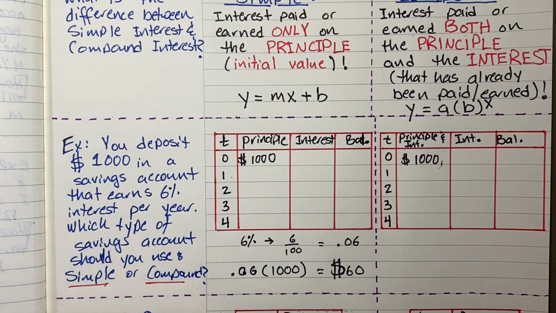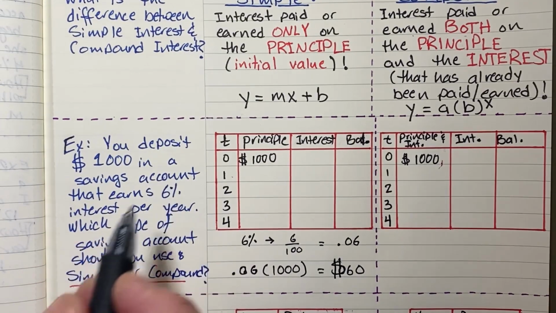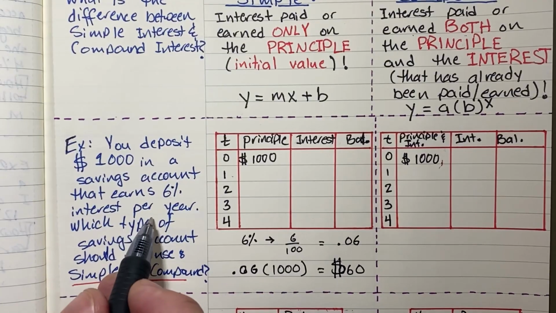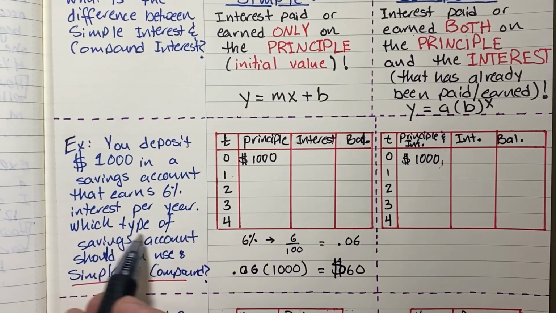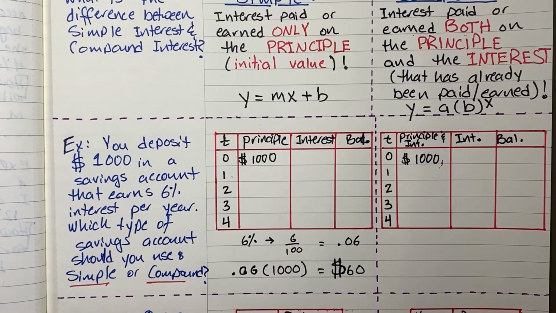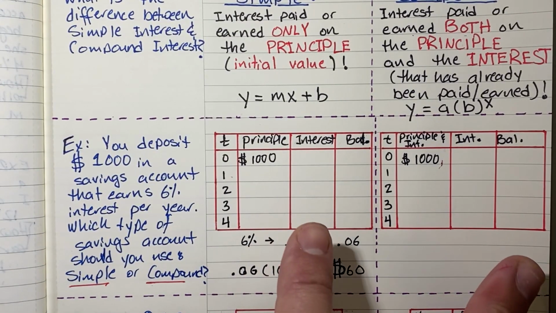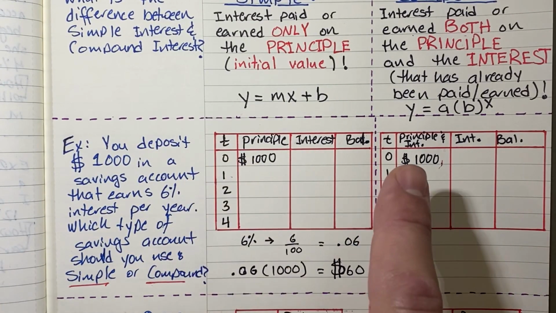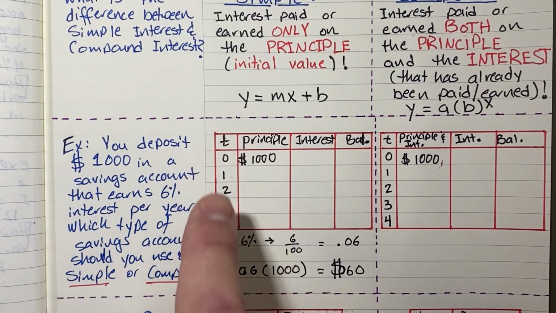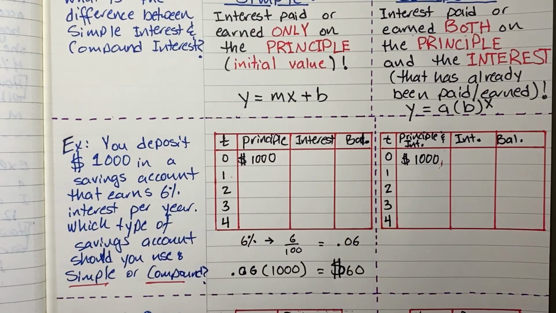Okay, so example: you deposit $1,000 in a savings account that earns 6% interest per year. Which type of savings account should you use, simple or compound? Okay, so I went ahead and created two tables. Start off in both tables at year 0. T is going to represent the year. So T, and I'll write a little note of it right here in red.